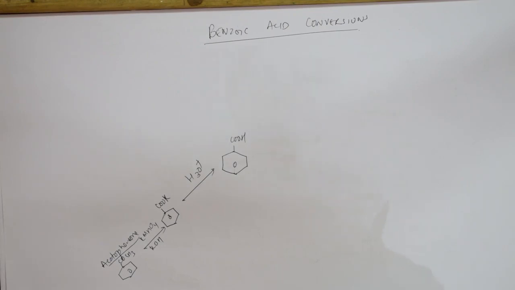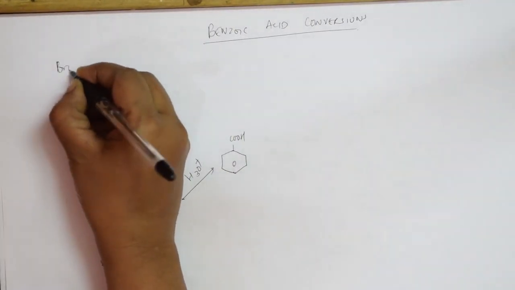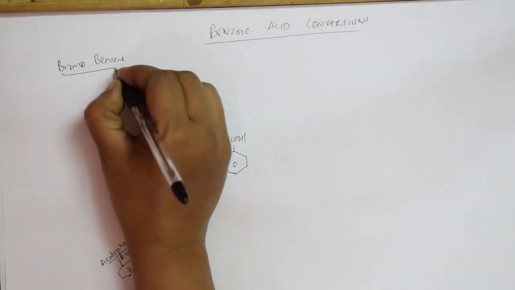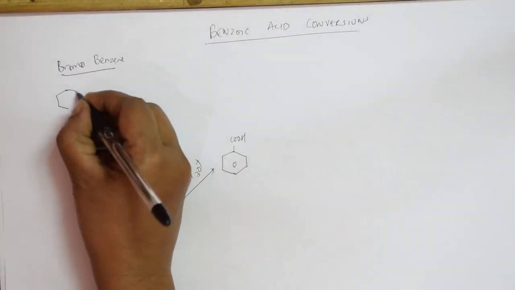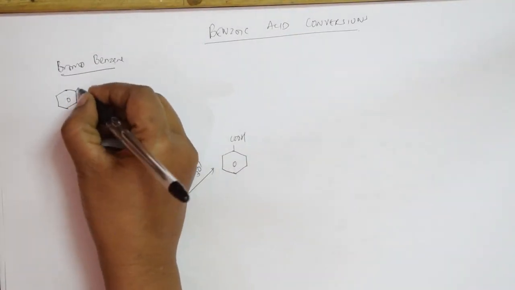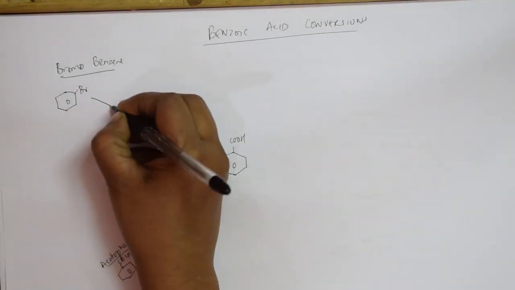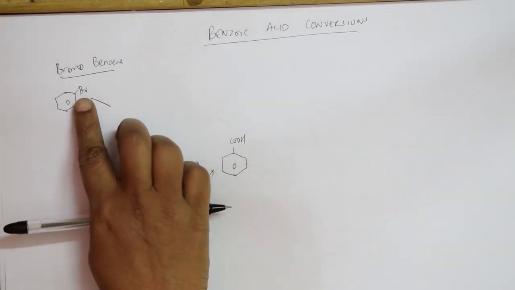Suppose they ask you to convert bromobenzene to benzoic acid. Bromobenzene to benzoic acid. Now what should I do? I am going to take bromine. What am I going to do? This is what I have to convert to this. What is this particular thing?